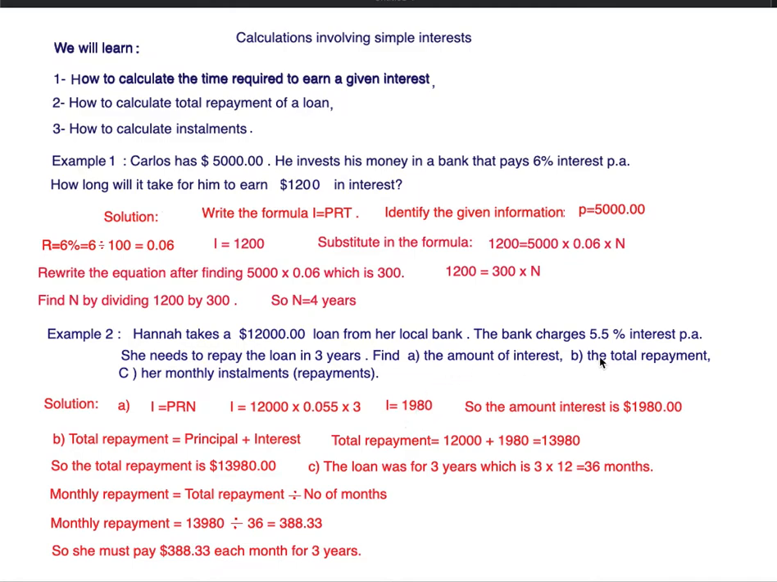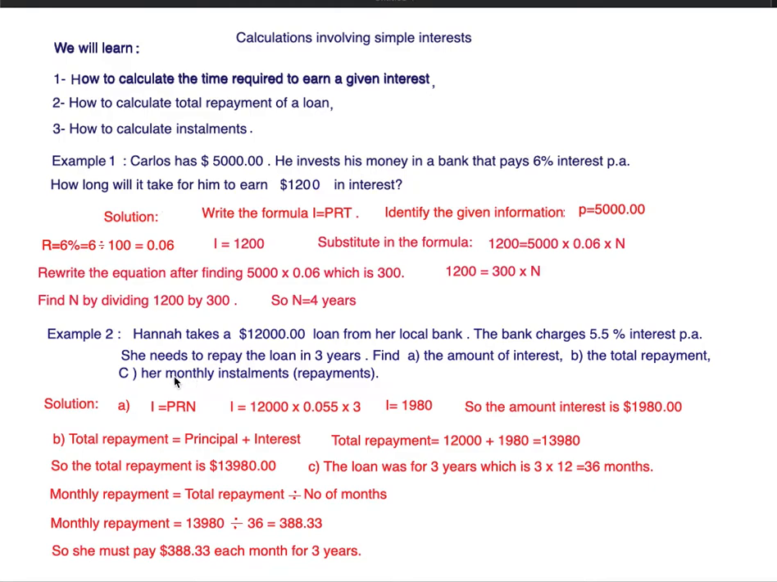Part B is how much is the total repayment. So how much she's going to return is the loan itself, which is $12,000, plus the interest on top of that, which is 1,980. So total repayment is principal plus interest. So $12,000 plus $1,980, which becomes $13,980. That is how much her total repayment is.